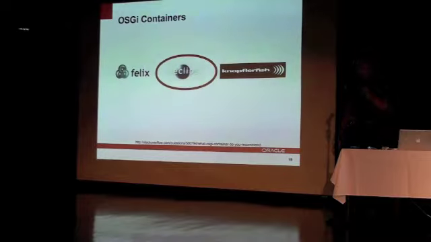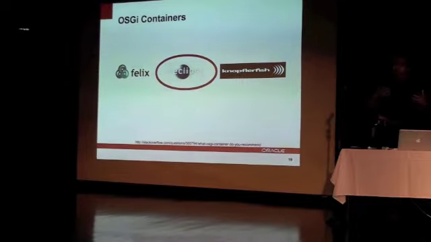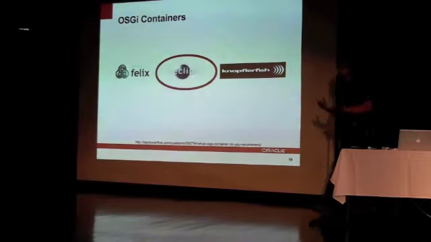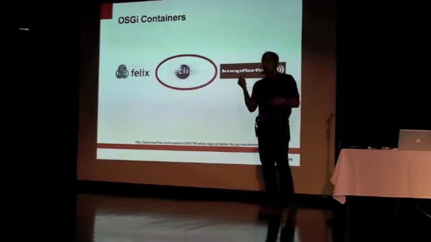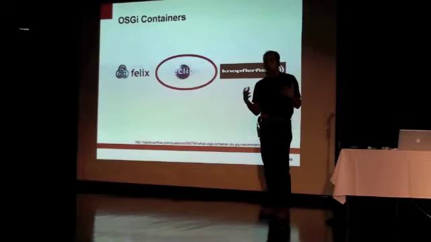And as I said, Equinox is the reference implementation. So when they wrote the specification, it was implemented in Equinox. So the Eclipse IDE is built on top of Equinox. It's a perfect example of an OSGi framework, how it works. I mean, you guys are probably familiar with it. Each Eclipse functionality is an OSGi module, and that's the way it works.